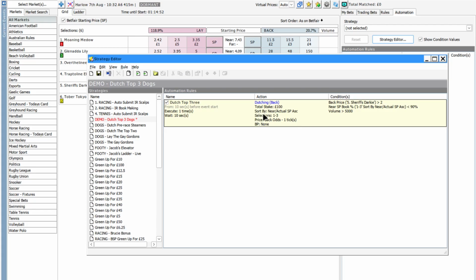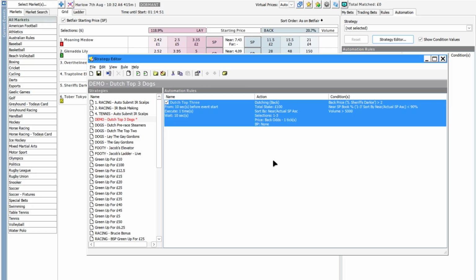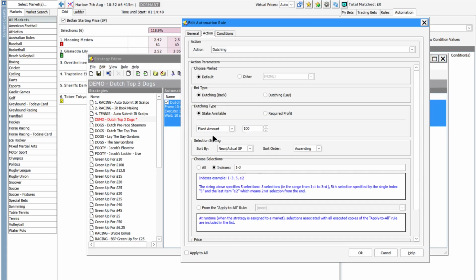So the important thing here, as far as doing the Dutch is concerned, is this action here, Dutching. Choose Dutching back, then the stake available is going to be whatever stake you want. Sort the field based on either back price or near to actual SP. Make sure it's ascending, and that's the important point there. Use indices 1 through to 3. You could also put in 1, 2, 3. That would be the same thing.